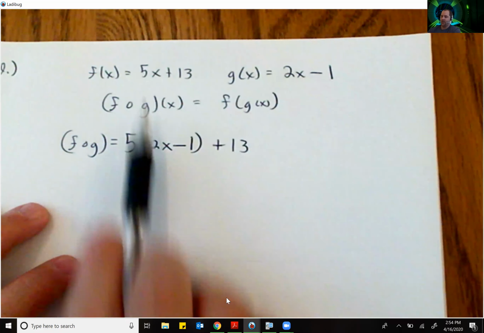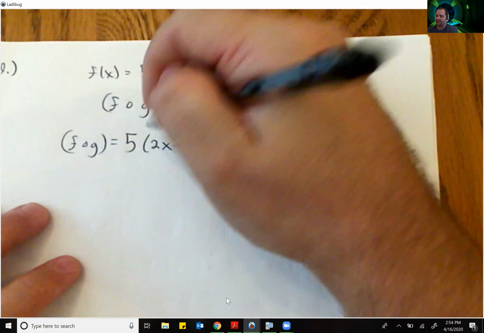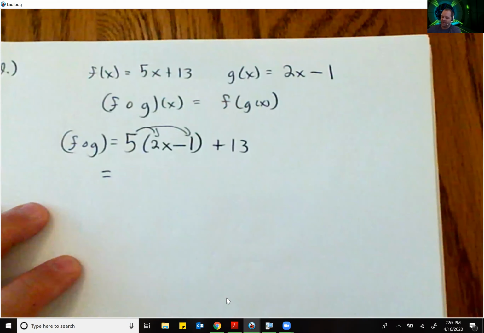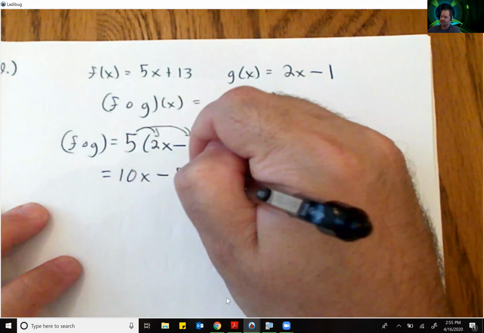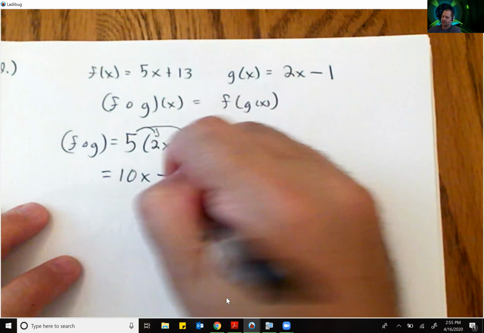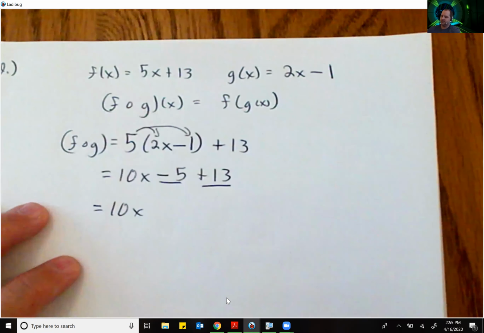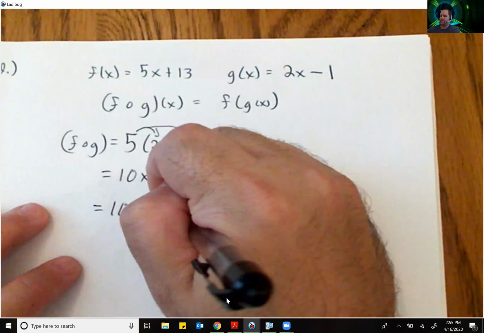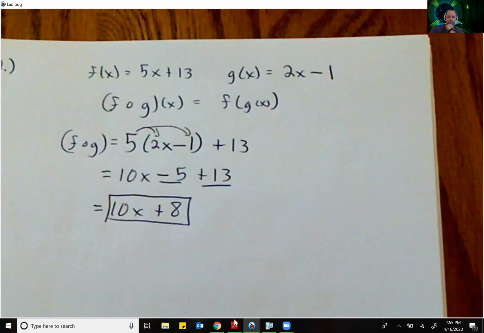g used to be x. All we do now is some cleanup. We're going to distribute the 5 through, which gives us 10x minus 5 plus 13. Combine like terms. 10x plus 8. And that's what they want. So if we go back and take a look, that is B.